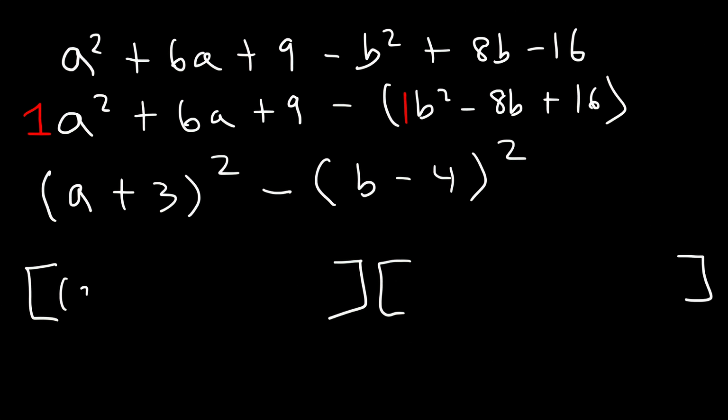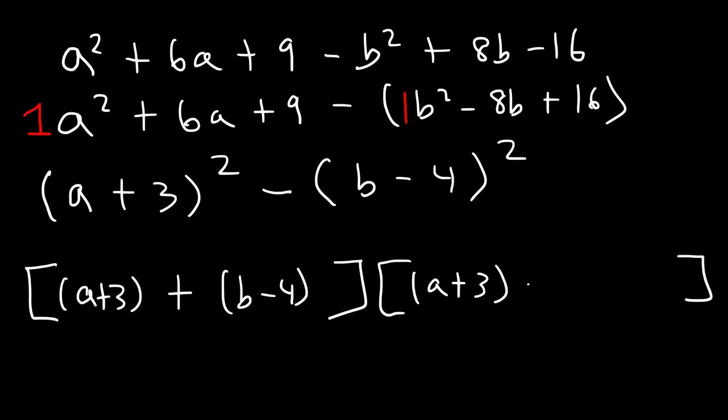So it's going to be a plus 3, and then plus b minus 4, and then a plus 3 minus b minus 4. So on the left, let's add. So it's going to be a plus b, and we can combine 3 and -4. 3 plus -4 is -1.